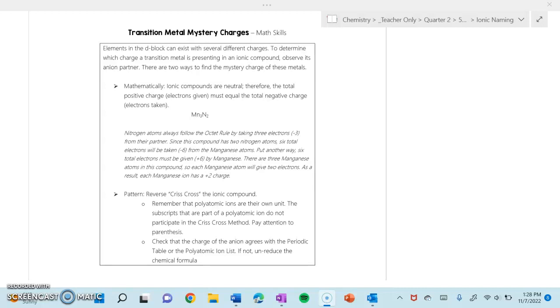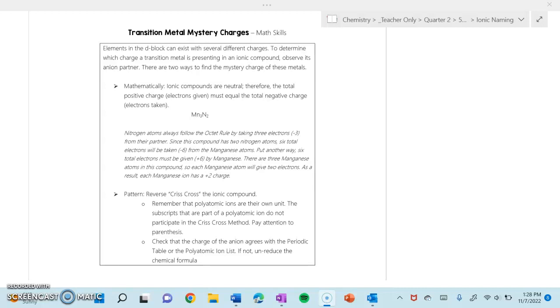If you do the reverse crisscross method, then you will, if you remember, you take the charge and you make it the how many. If you kind of do that backwards, take the how many and reverse crisscross it to become the charge again of the partner.